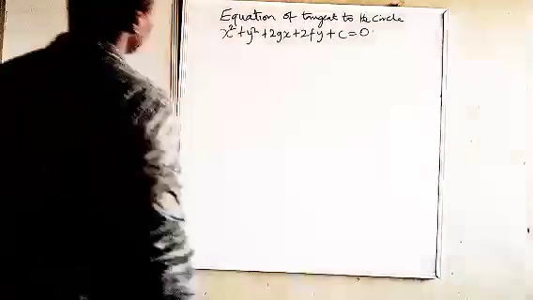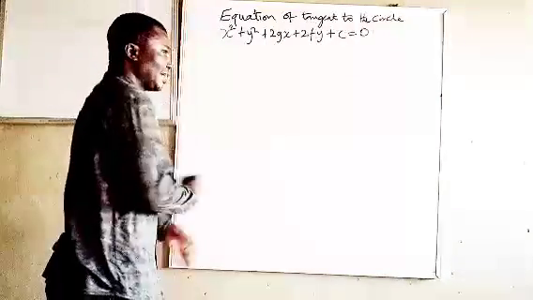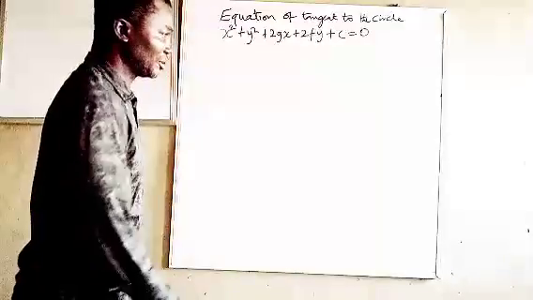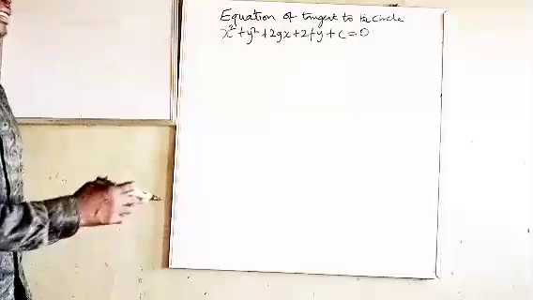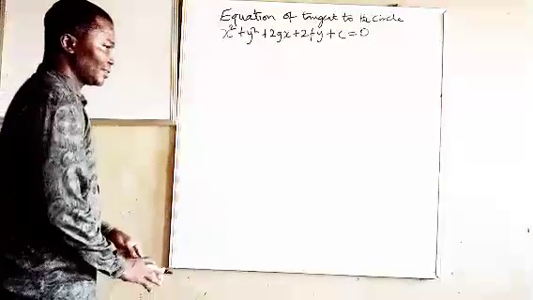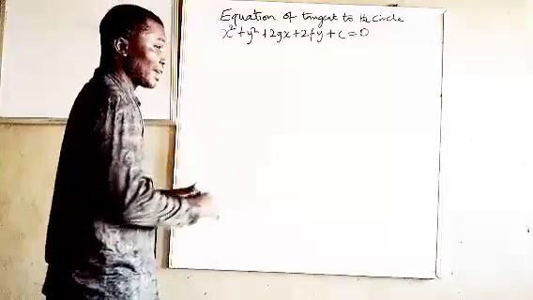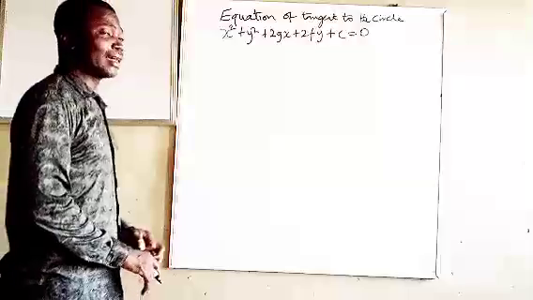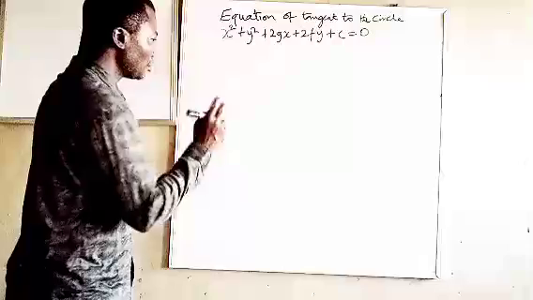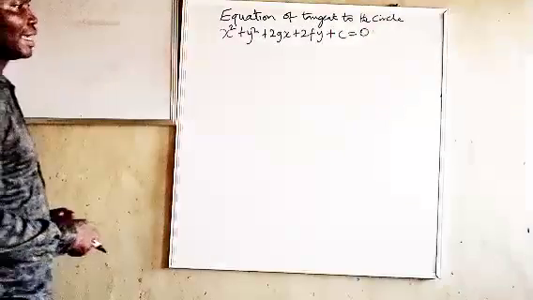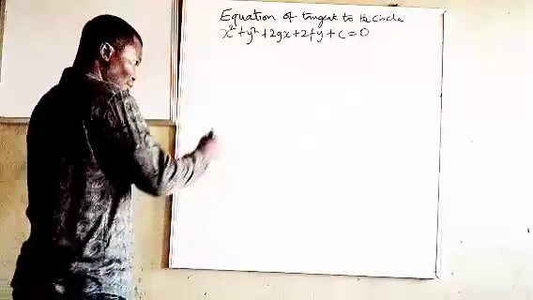Now let's talk about finding the equation of the tangent to the circle at any point. Let's just derive the general equation to make it easy for us to work on it. Since the tangents are straight lines, all we need to do is to work on it as if we are working on a straight line. And to get the equation of a straight line, you need one, the gradient of that line, and two, any point on that line.